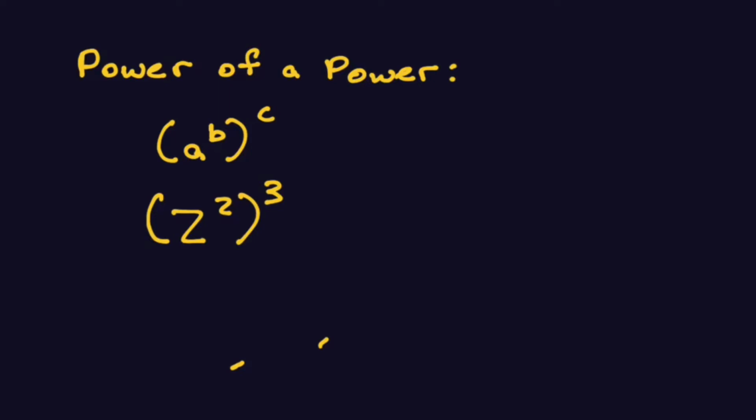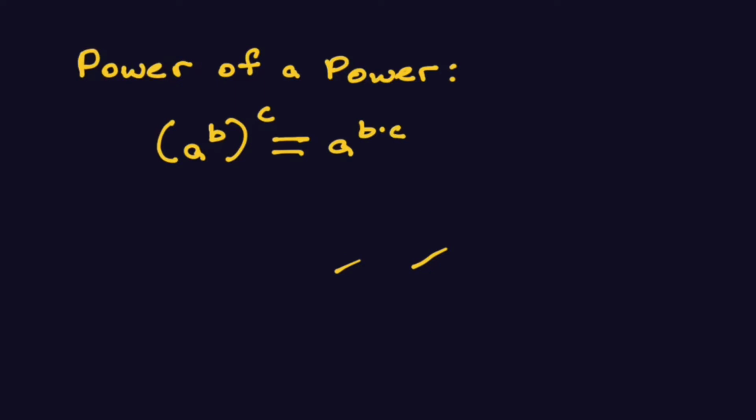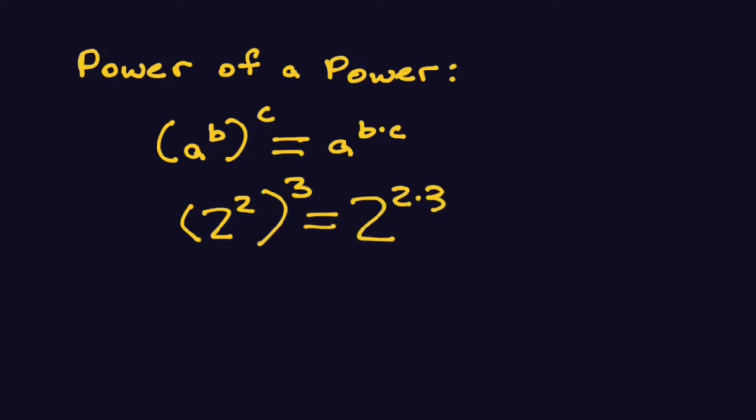Now, we could just do what's in the parentheses first, obviously, because of PEMDAS. So we could do 4, put that in parentheses, and then just have 4 to the third power. But if you want it to be a little bit faster, you could use this property. And the property is a to the b power all to the c power is going to equal a to the b times c power. So in this case, when we're doing power of a power, we aren't adding the exponents, we're actually multiplying them. So when using real numbers, if we had something like 2 to the second power all to the third power, that would equal 2 to the 2 times 3 power.